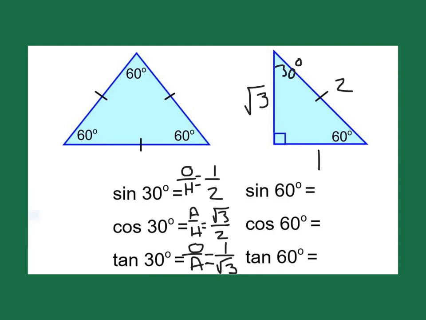For sine of 60, opposite over hypotenuse again. This time, the opposite side becomes the root 3, so we have root 3 over 2. For cos of 60, we have adjacent over hypotenuse, 1 over 2. And for tan of 60, we have root 3 over 1. So those are all exact values for the sine, the cosine, and the tan of 30 degrees and 60 degrees, so that no rounding off is necessary.